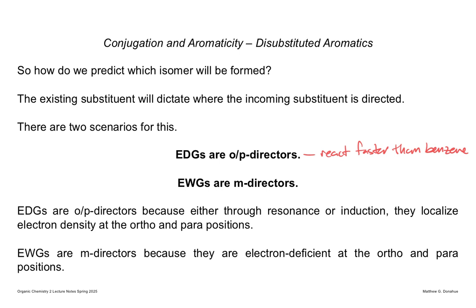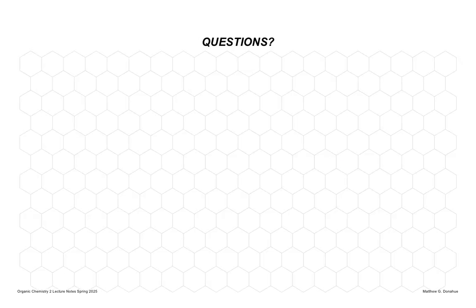So donating groups always react faster than benzene, so they're going to predominate. And then we know that they're orthopara. So is everyone good with that? Jumped the gun there. Any questions? I think it's raining. I hear some pitter patter out there.